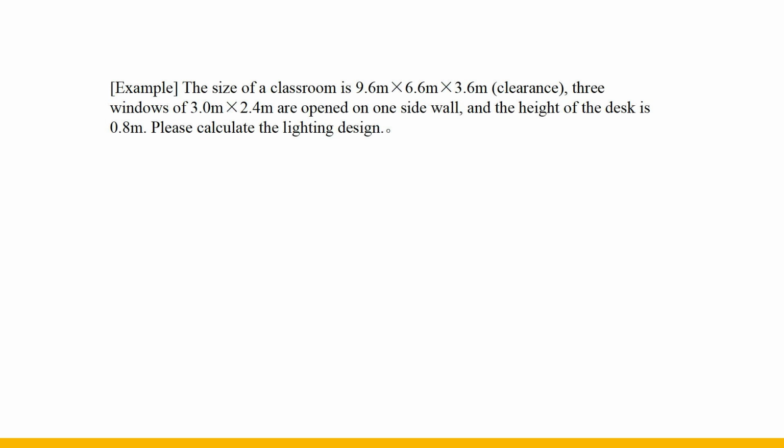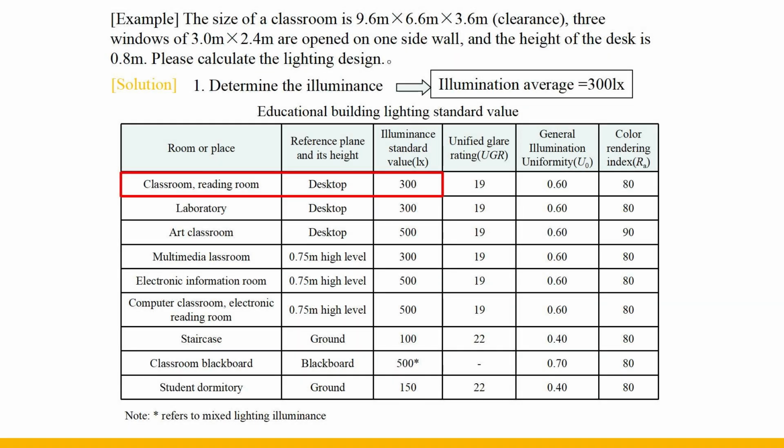Take the classroom as an example for calculation. It is known that the length, width, and height of the classroom are 9.6 meters, 6.6 meters, and 3.6 meters, of which 3.6 meters is the clearance size. There are 3 windows, 3 meters wide and 2.4 meters high, on one side wall, and the desk height is 0.8 meters. First step, according to the room function, determine the average value of the illuminance on the desk to be 300 lux for the classroom.